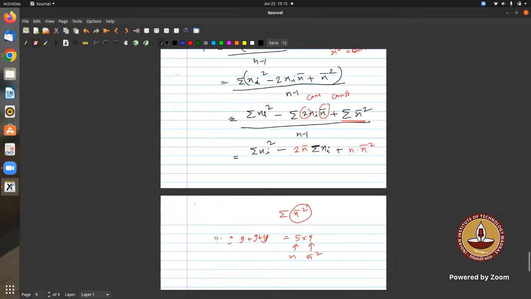Why are we multiplying this by n? Because it is a summation. We are summing the same value 5 times, right?